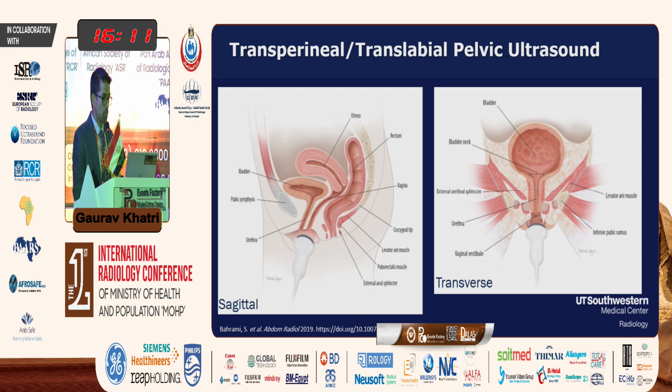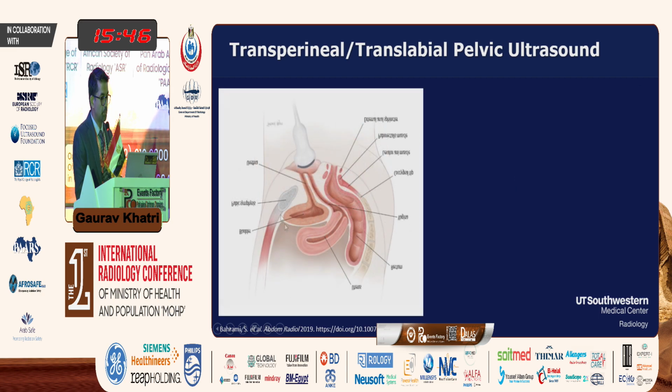So as Dr. Ola showed earlier, the probe is placed at the level of the perineum. This is a sagittal orientation, and this is the transverse orientation. So you can see this on this schematic illustration. This is the pubic symphysis, bladder, uterus, and rectum. On this transverse view, we're at the level of the urethra, and this is the bladder. So if we were to orient this, how the images look, if I turn this image upside down, this is how we orient our images.